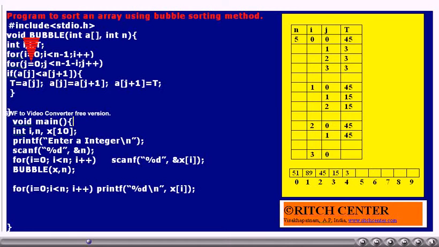J value will be again initialized to 0. J is compared with n minus 1 minus I, that is 5 minus 1 minus 3, that is 1. 0, is it less than 1? Yes. Thus inner for loop will be executed once. A of j, is it less than a of j plus 1? That is 51. Is it less than 89? Yes. Thus they will be exchanged.